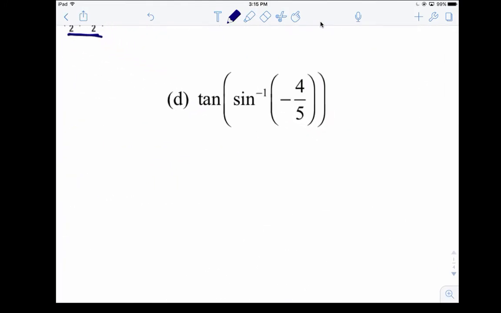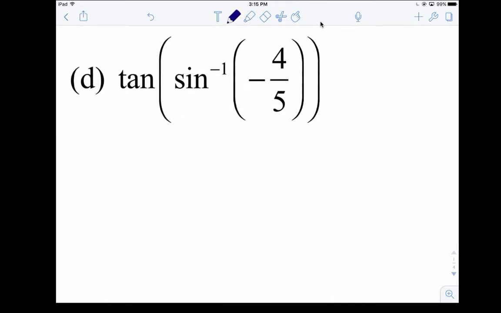Okay, now moving on to the last one, I got tangent of inverse sine of negative 4/5. Now this number here, negative 4/5, is not on the unit circle. If you see a ratio that's not on the unit circle, it would be really helpful to draw that out.